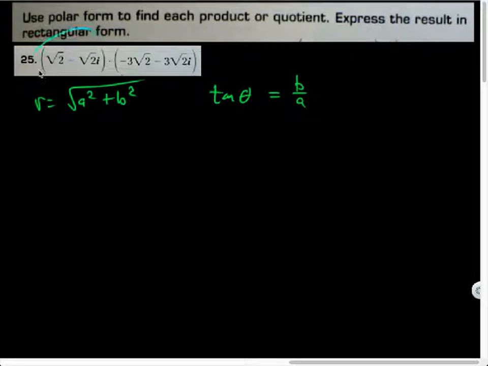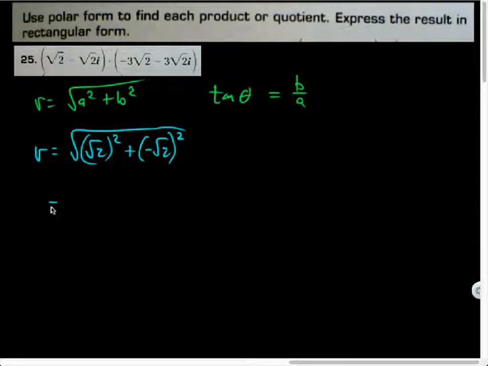So for my first complex number, I'm going to have r is equal to the square root of 2 squared, plus the negative square root of 2 all squared. I'm just using the b, though, not the i. Square root of 2 squared is 2. Negative square root of 2 all squared is 2. This is the square root of 4, which is 2.